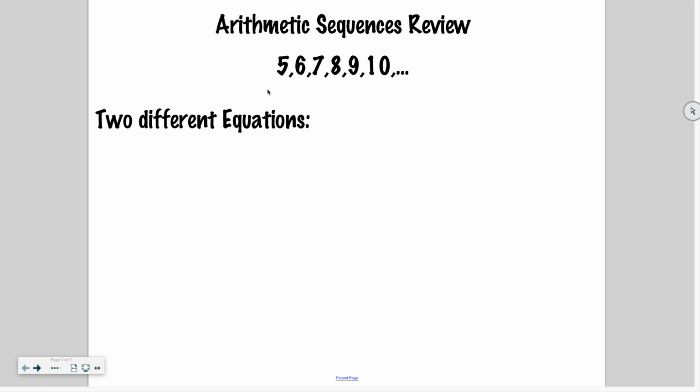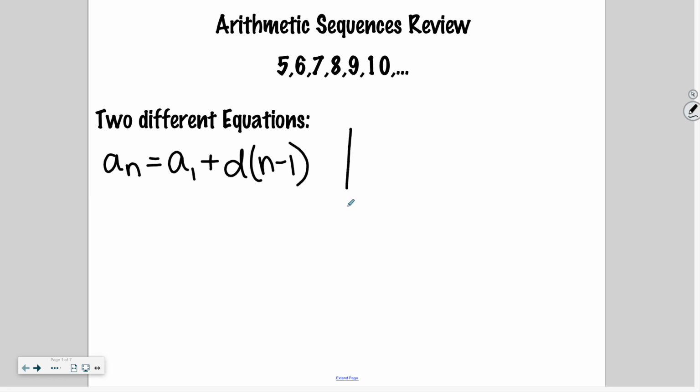We're gonna start off here with a review of our arithmetic sequences. There were two different equations we talked about to help us solve these. One being, of course, AN equals A1 plus the difference times n minus 1.